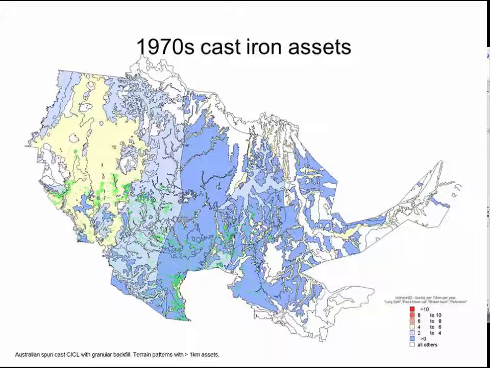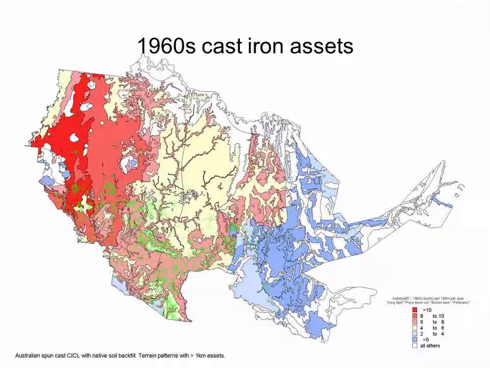Here's the 1970s cast iron assets, 1960s cast iron assets. We're starting to get fairly high failure rates in the west, and even more red appears in this map of 1950s cast iron assets. The implication, of course, is that in a decade's time, 1960s assets can be expected to be performing similarly to this.